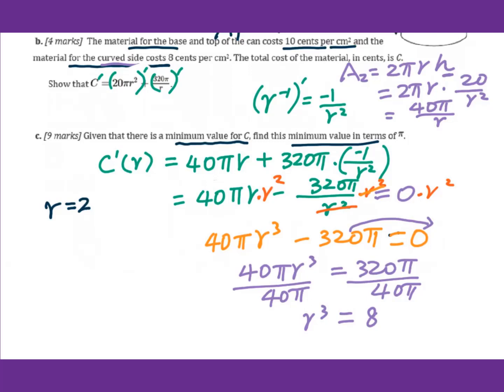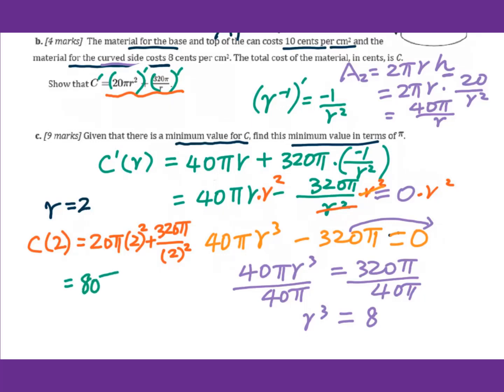Then you need to plug 2 into the original function C here. That is 20 pi times 2 squared plus 320 pi over 2. Then you will get, this is a 4, that means 80 pi plus 80 pi altogether equals 160 pi. This is the minimum value for C.